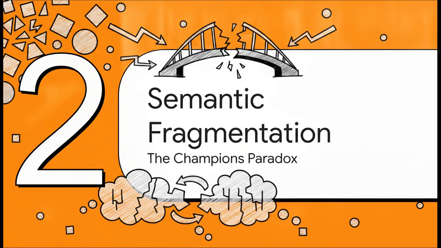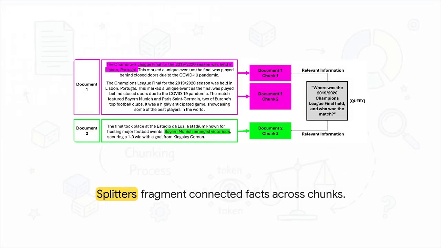Which brings us perfectly to section 2, the semantic fragmentation problem, also known as the Champions League paradox. Imagine feeding your system this query. Where was the 2019/2020 Champions League final held and who won the match? Now look at what happens with a standard, naive text splitter. In the first document, it blindly cuts the text exactly where it mentions the location. Lisbon. Boom. Cut off. But the critical information about the actual winner, Bayern Munich, gets completely isolated over in the second chunk. The heuristic splitter has just completely fragmented these beautifully connected atomic facts.